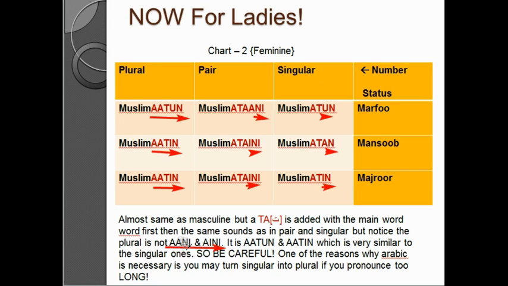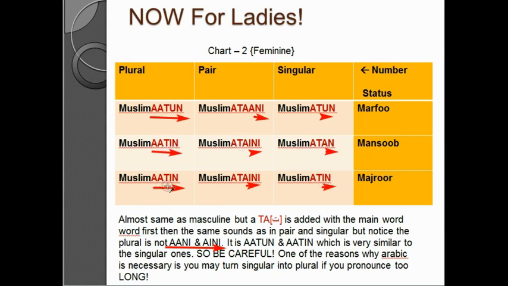Sorry, the plural is not una, ina. I wrote ani, aini. It will not be una and ina. It is atun and atin, which is very similar to the singular ones. See, atun, and it is atun. Atin, atan, atin. It's different. Atin, atin. Very, very close.